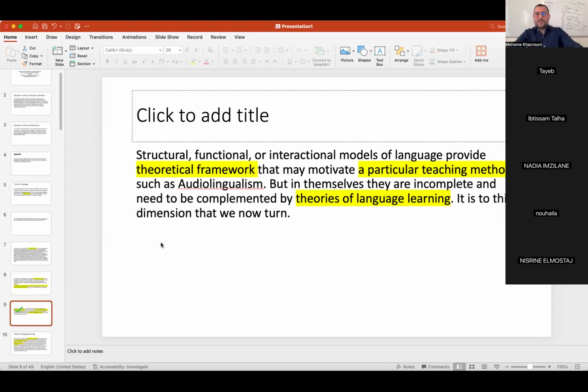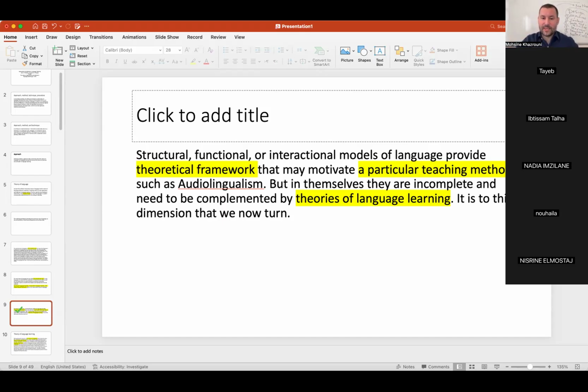Next, someone else to read this slide. Can I read, sir? Yes, Tayyib. Structural, functional, or interactional models of language provide a theoretical framework that may motivate a particular teaching method, such as audiolingualism, but in themselves they are incomplete and need to be complemented by theories of language learning. It's to this dimension that we now turn.